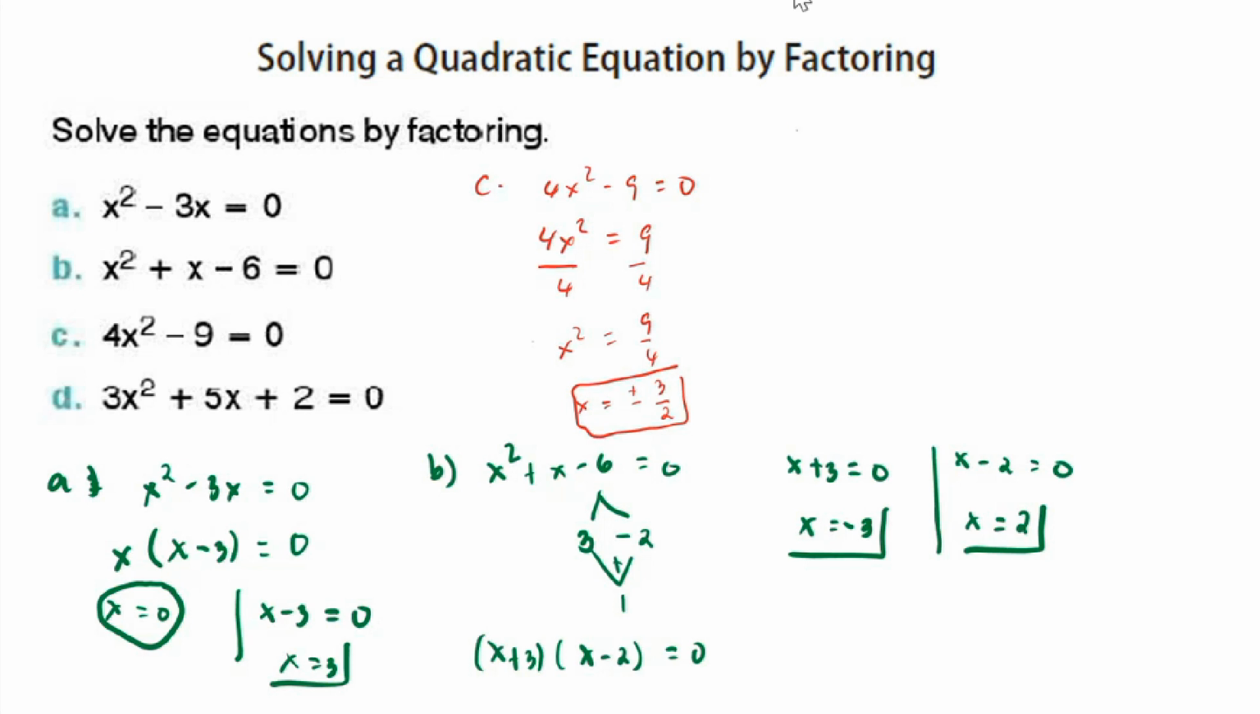Now for letter D, we have 3x squared plus 5x plus 2 is equal to 0. Do you remember the way I solved it in the previous chapter?